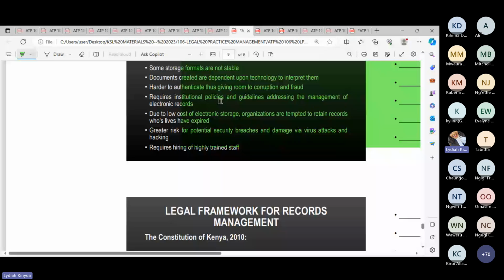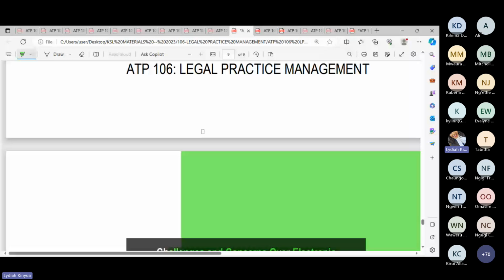Can we carry computers home? Equally, it might be very expensive. Such things are attendant to your filing and record management. Okay, so we look at standard policies and procedures.